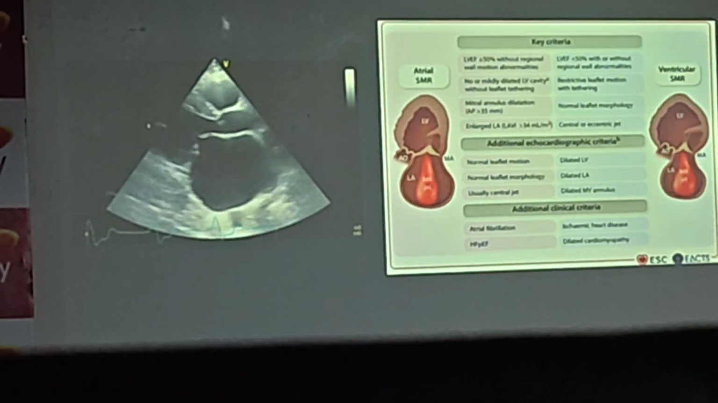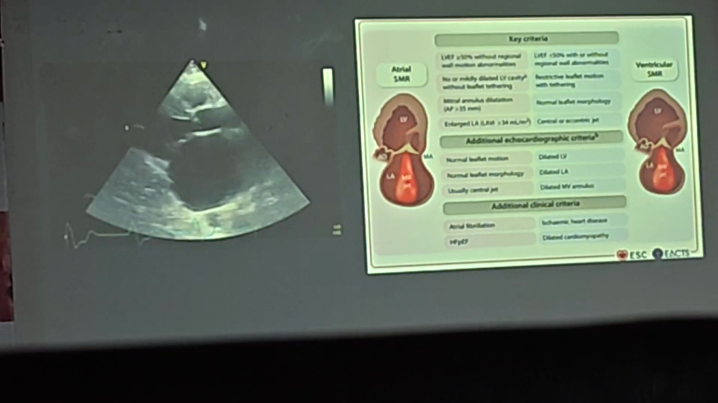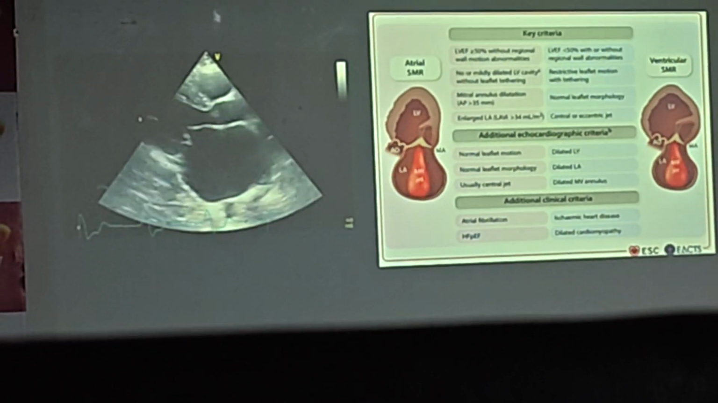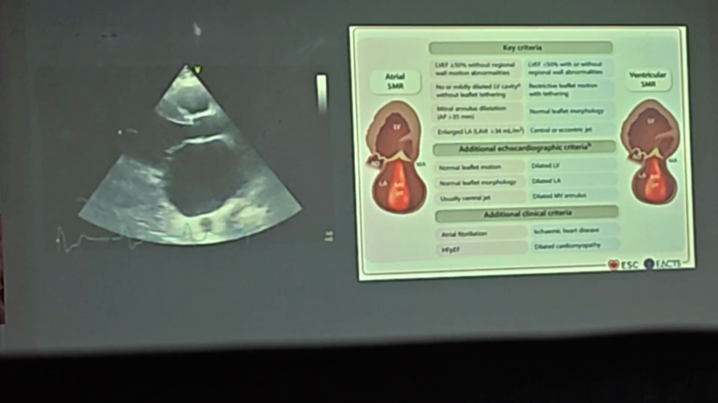This again is very standardized now. The main point is to identify which is atrial and which is ventricular, and once you've done it, then the next is all about the rest of the procedure.